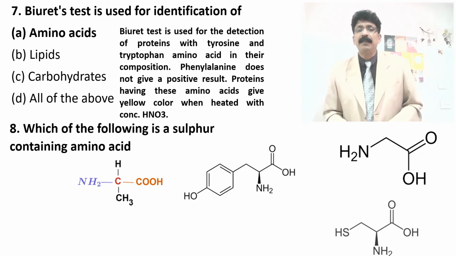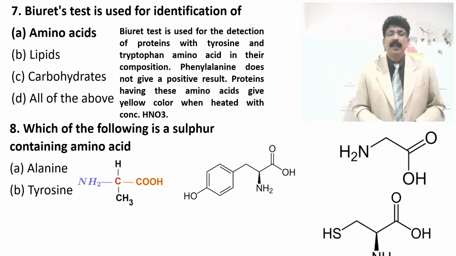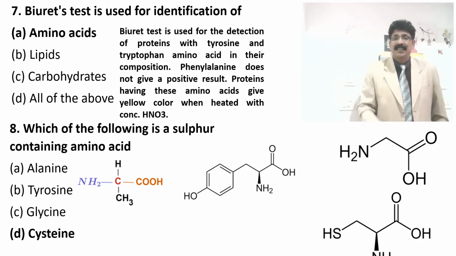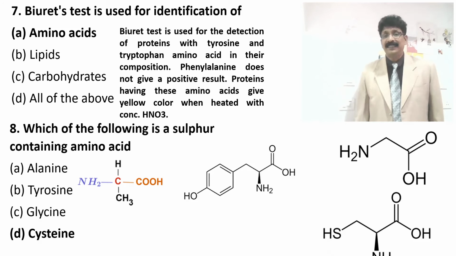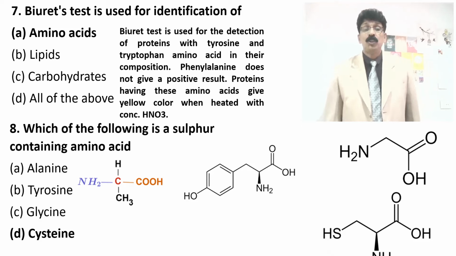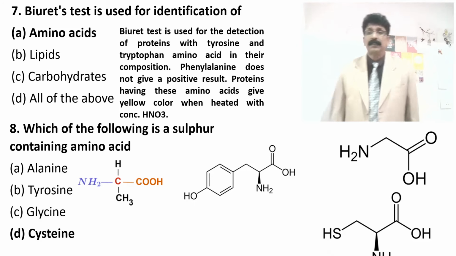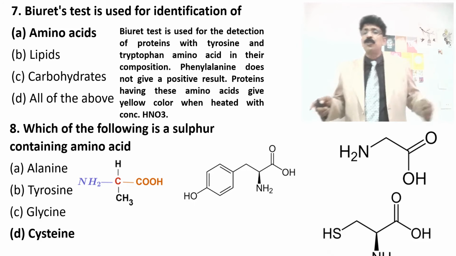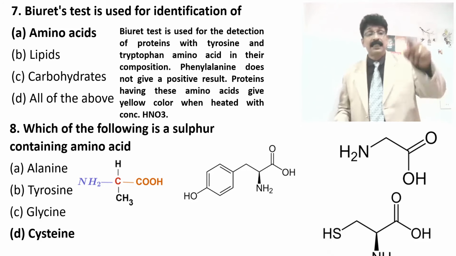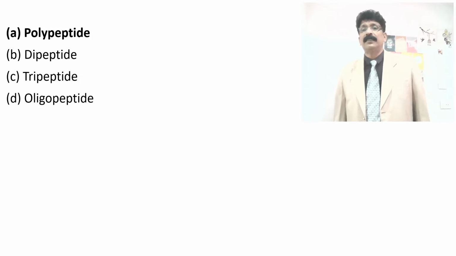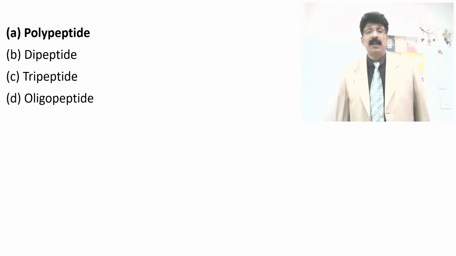And when you see alanine, tyrosine, glycine, NH2CH2COOH, there also no sulfur, but the last choice cysteine, the structure SH NH2 COOH. So cysteine is a sulfur containing amino acid. Cysteine and cystine, they both are sulfur containing amino acids. So the student should be clear, you have to identify the sulfur containing amino acid in these four. This one is cysteine, and there will be hydroxyl containing amino acids, methionine, like that they may ask. So you should have an idea about that also.